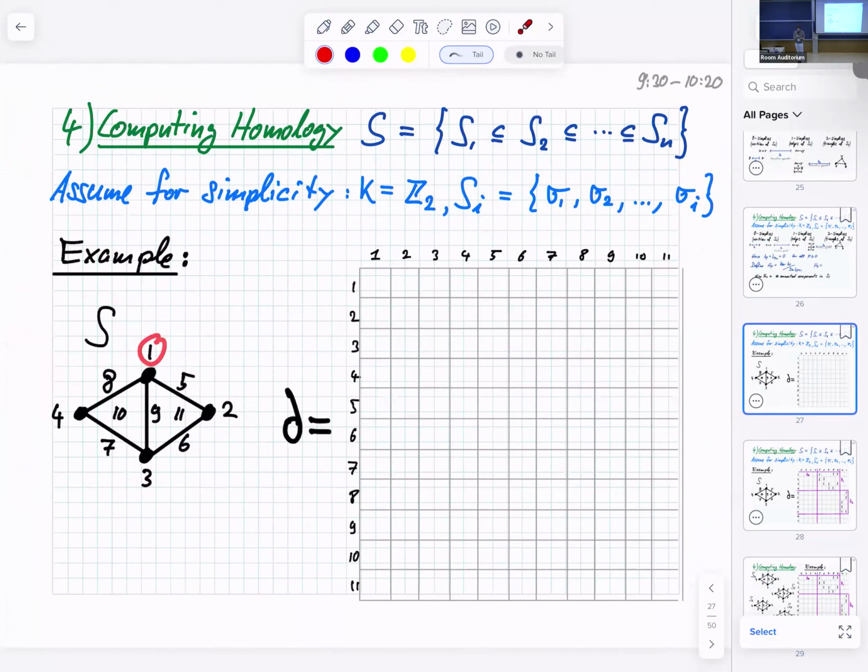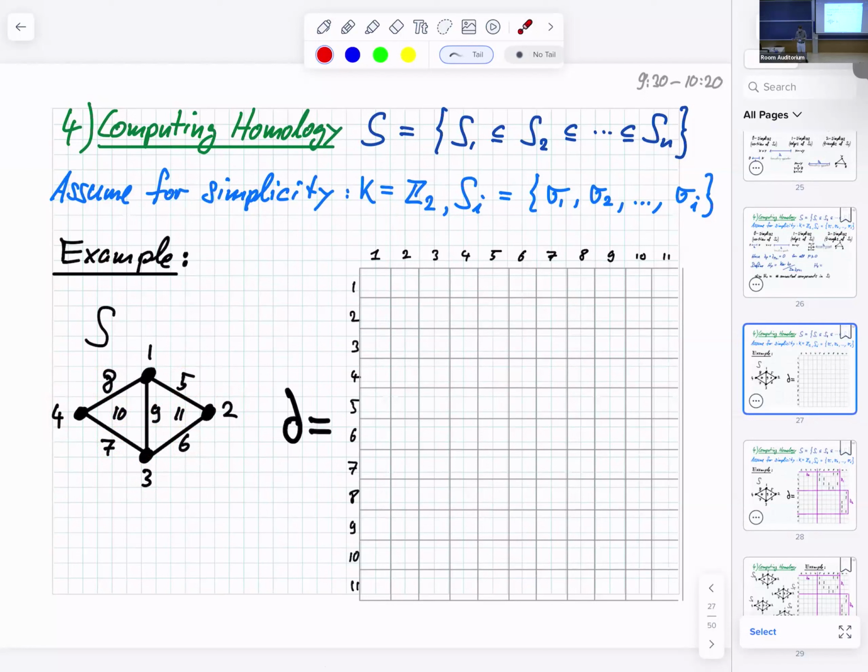Sigma 1 is just the vertex 1 and sigma 2 is the vertex 2. And then I add vertices. Then I slowly add some edges, 5, 6, 7, 8. And then I add 9. Then I add two triangles, 10 and 11. And I slowly build up my simplicial complex that you see here.